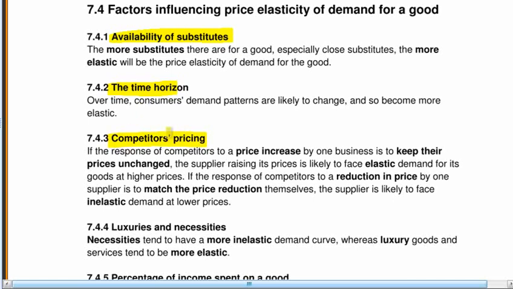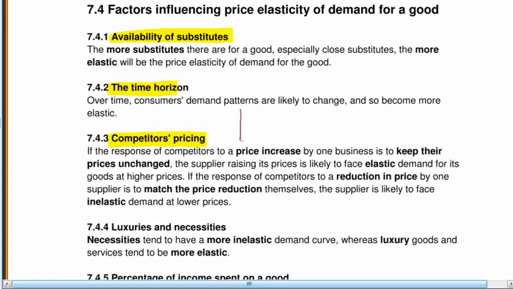Competitors' actions will also affect elasticity. So if you put your prices up and your competitors don't respond, they keep their prices the same, then you would expect an elastic demand curve. Your customers will switch to your competitors. If you were to reduce your price, perhaps your competitors would follow suit because they'd be scared of losing business to you, in which case you might have inelastic demand.